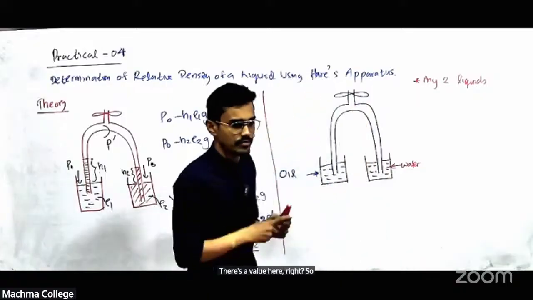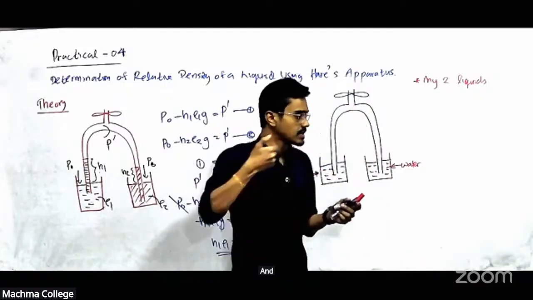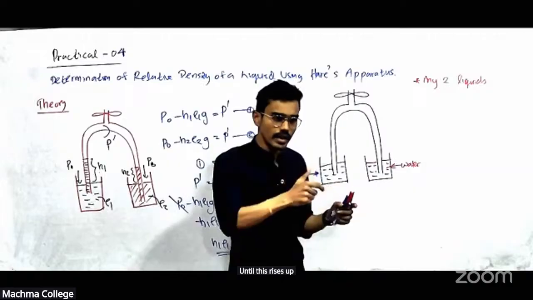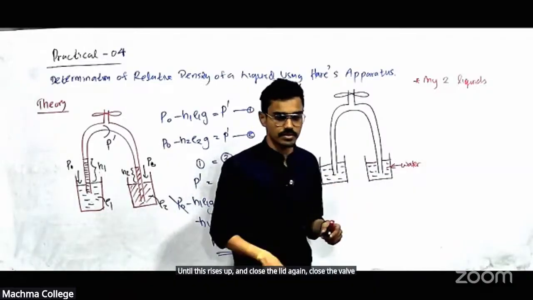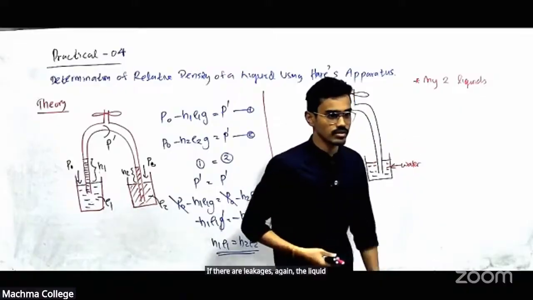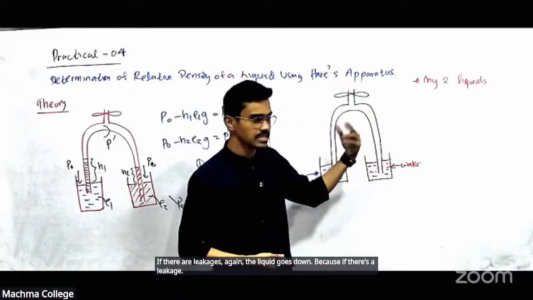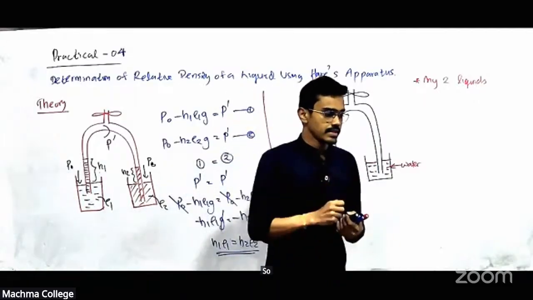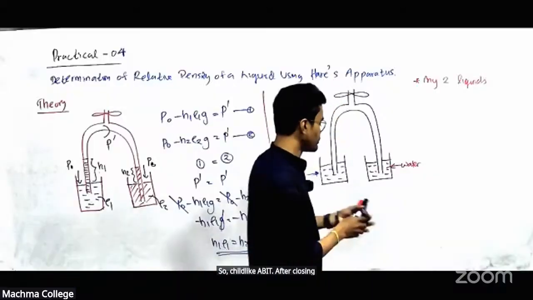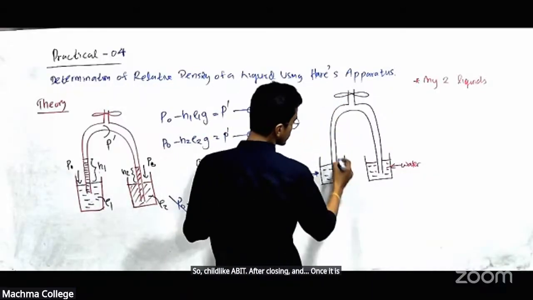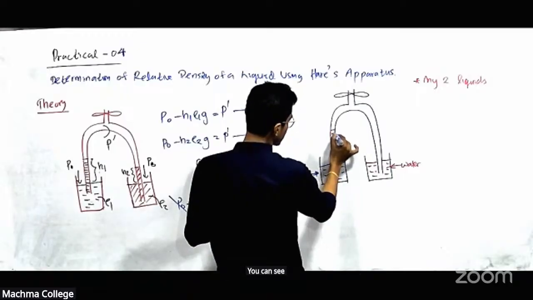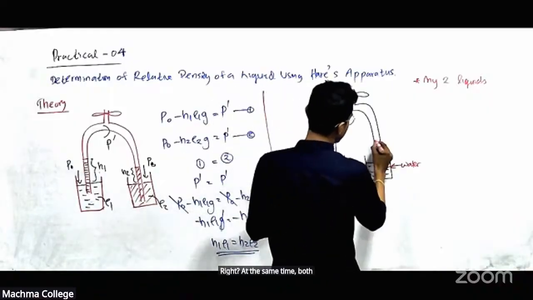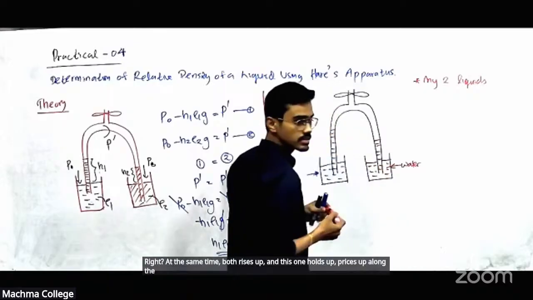So we have to suck some air out, not all, until the liquid rises up, and close the valve again. We have to close it firmly. If there are leakages, again the liquid goes down, because if there is a leakage, the pressure changes inside. We have to keep the pressure constant. So tightly keep it after closing, and once it is sucked out, you can see this liquid rises up along the length, and this one also rises up along the length.